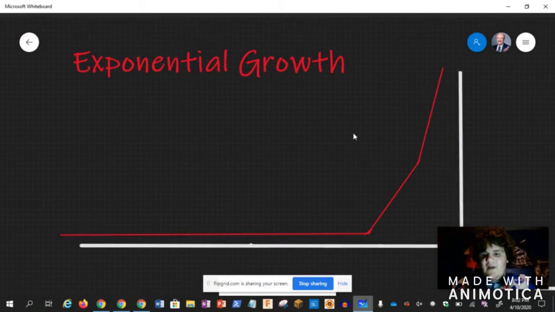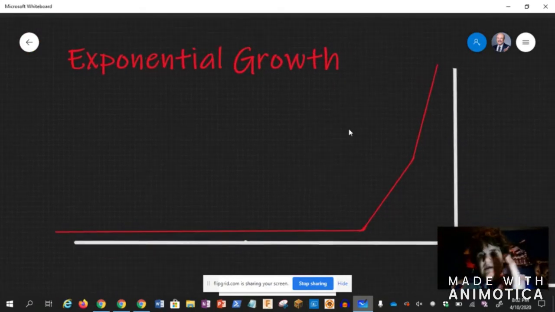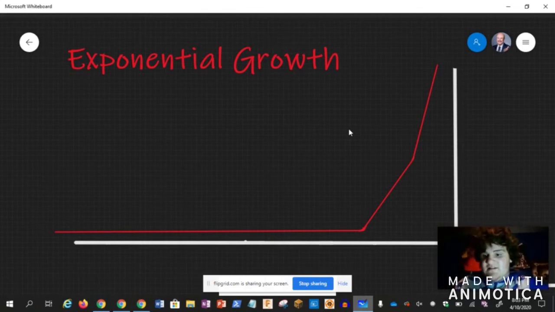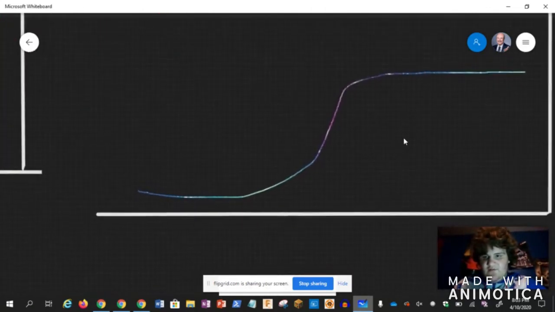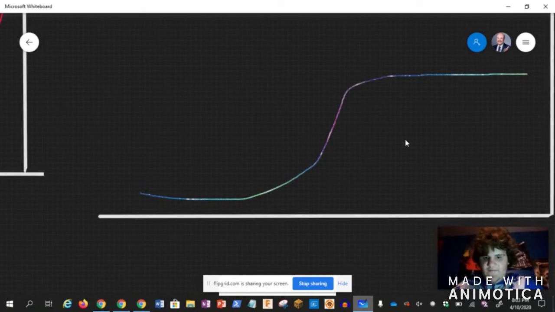But a virus doesn't only follow exponential growth, because an exponential growth graph just shows you going to infinity, which doesn't make sense for a virus, because a virus will stop once it affects everyone or it runs out of people to infect. So over here is a logarithmic graph, also known as an S curve.